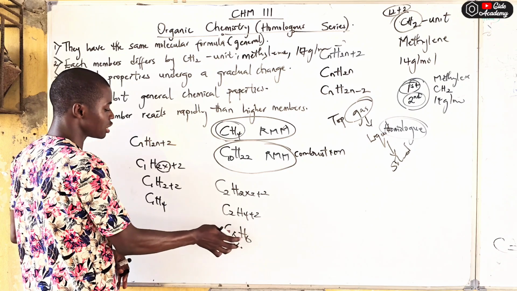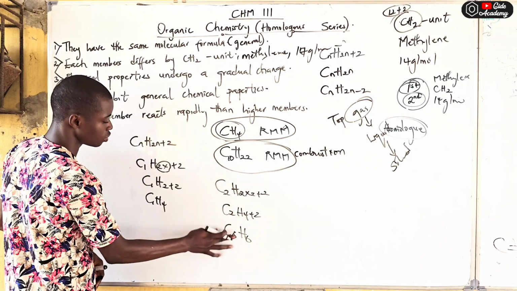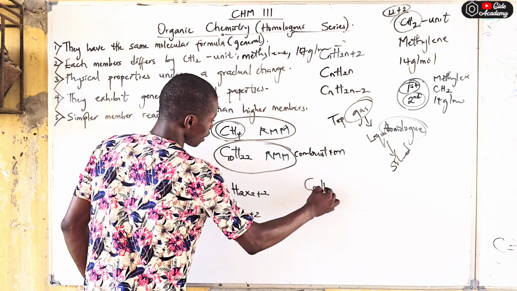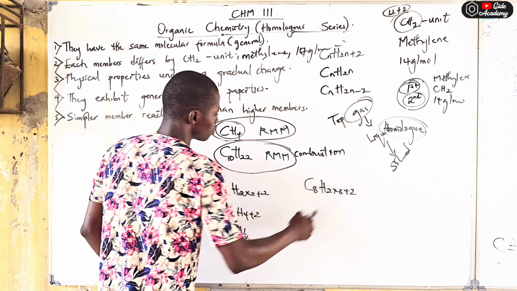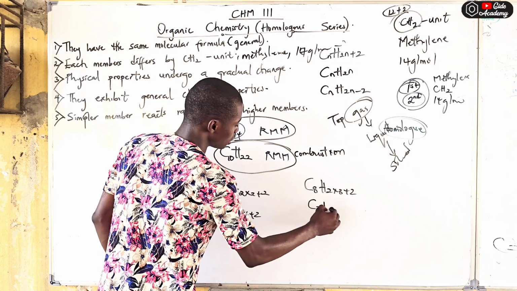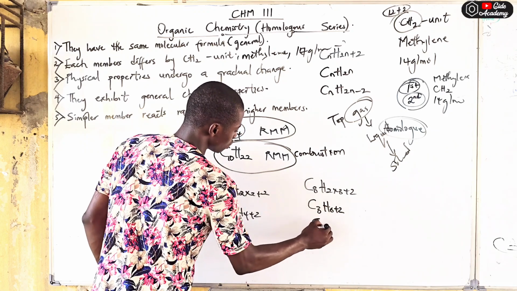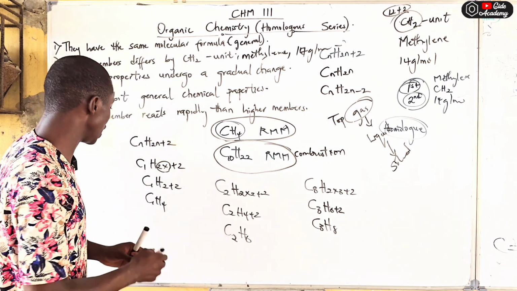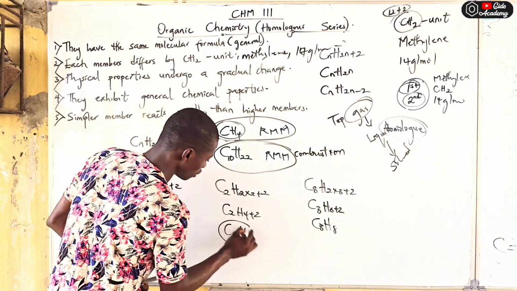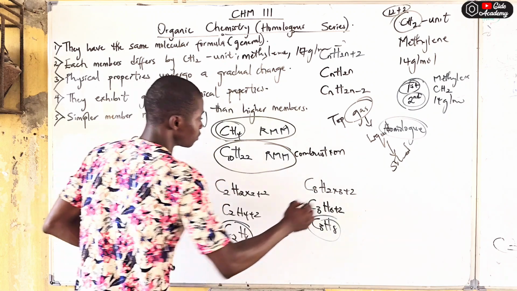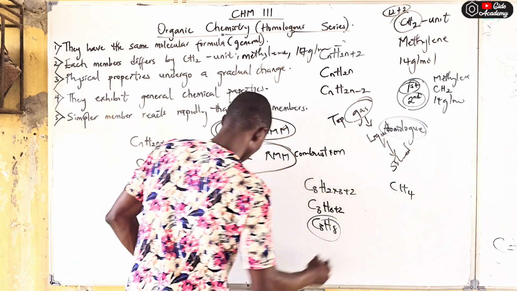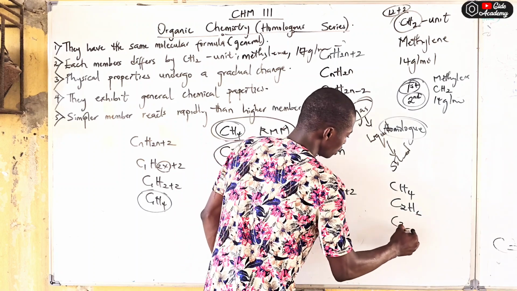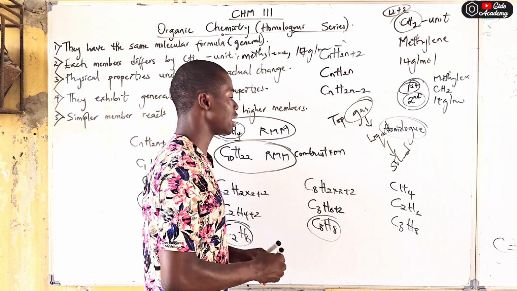Let's increase this value to 3. We have C3H2 times 3 plus 2. That will easily give us C3H6 plus 2, which gives us C3H8, because 6 plus 2 gives us 8. So let's just take down all these values here. The first member is CH4, the second member is C2H6, while the third member is C3H8.